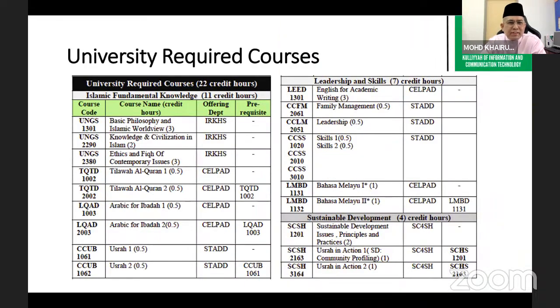All right. So next, if you can go to the next slide. So these are the university required courses, what was presented just now, right? These are the university required courses, and you have to complete all of them. This is 22 credit hours. I don't think I have to explain this, right? Because this is not toward the KICT, but toward the university. So you have to take all 22 credit hours, right?